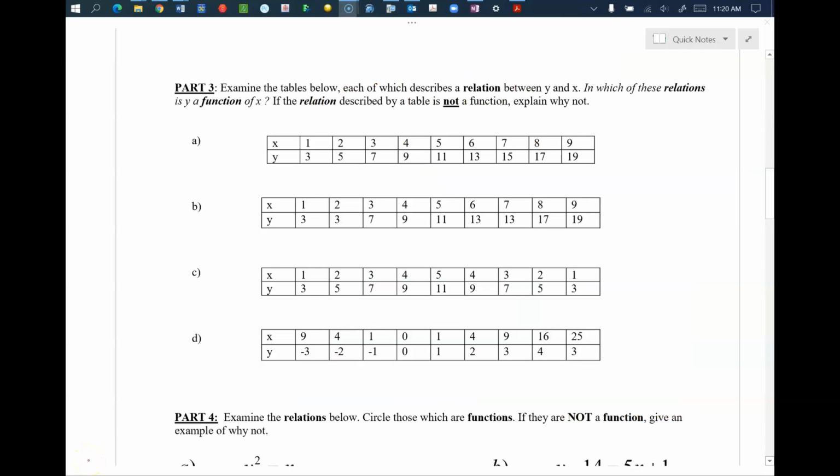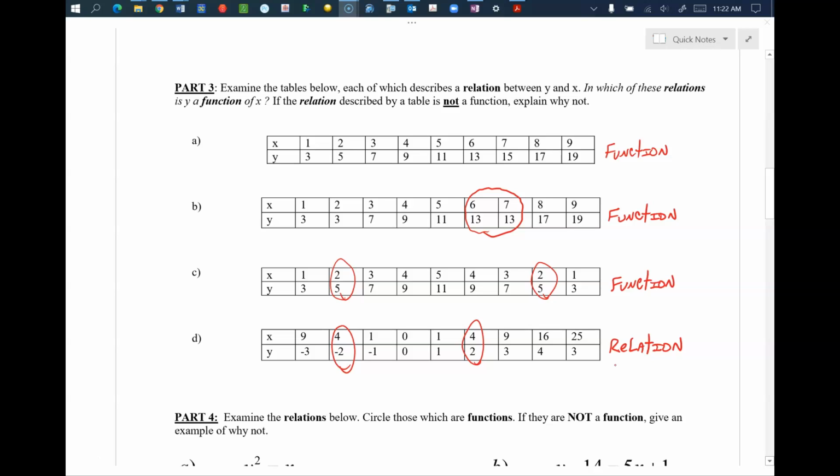Now that you know how to determine whether or not the graph of a relation is a function, I want you to take a look at these 4 examples of tables of values. And you may have to think about plotting these as points in a graph and determine which of these relations is not a function. So pause the video and figure out which of these 4 are not functions.